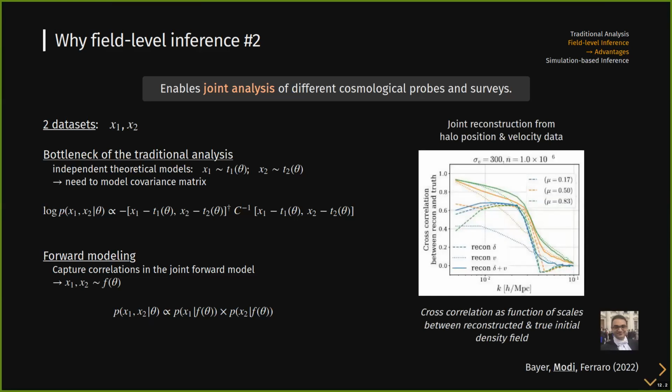We used that recently to do a joint reconstruction using halo position data and halo velocity data to reconstruct initial conditions. This was work led by Adrian Baer, who is a grad student at Berkeley that I'm helping supervise with this. What I'm showing here is the cross-correlation as a function of scale between the reconstructed density field and the true initial density field. So the closer the cross-correlation is to 1, the better it is. The dashed and the dotted lines here are the reconstruction if you use only density or velocity by themselves, and the lines in solid are when you use both of them at the same time. And as you would expect, you gain a lot when you use both the data simultaneously in this case.